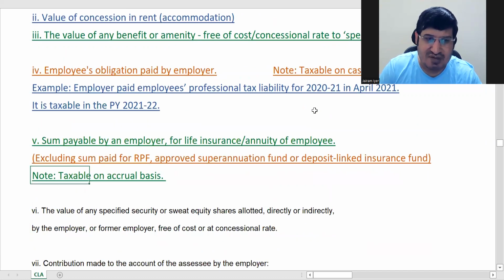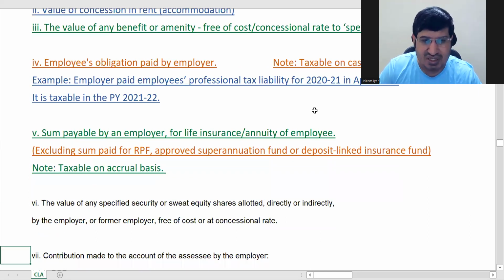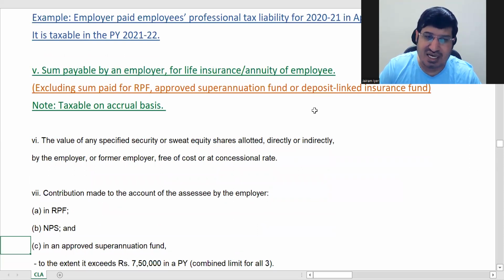Then the fifth one is the sum payable by the employer for a life insurance or annuity scheme of the employee, and it is taxable on accrual basis. As I said, you don't even need to say that it is taxable on accrual basis. Anything not specified as cash, by default, is accrual basis.